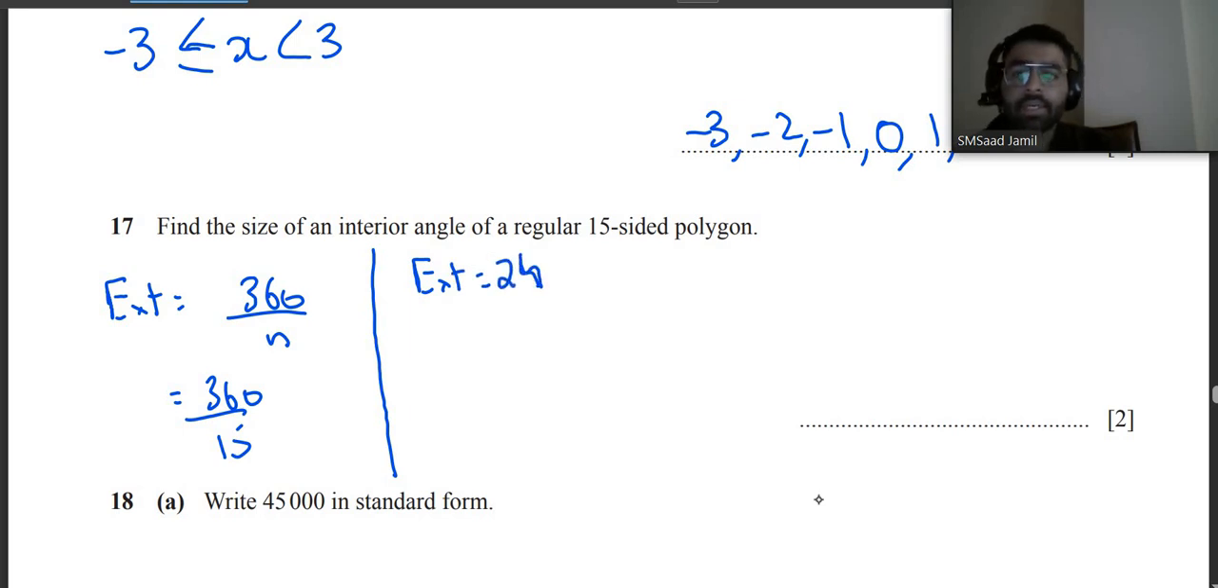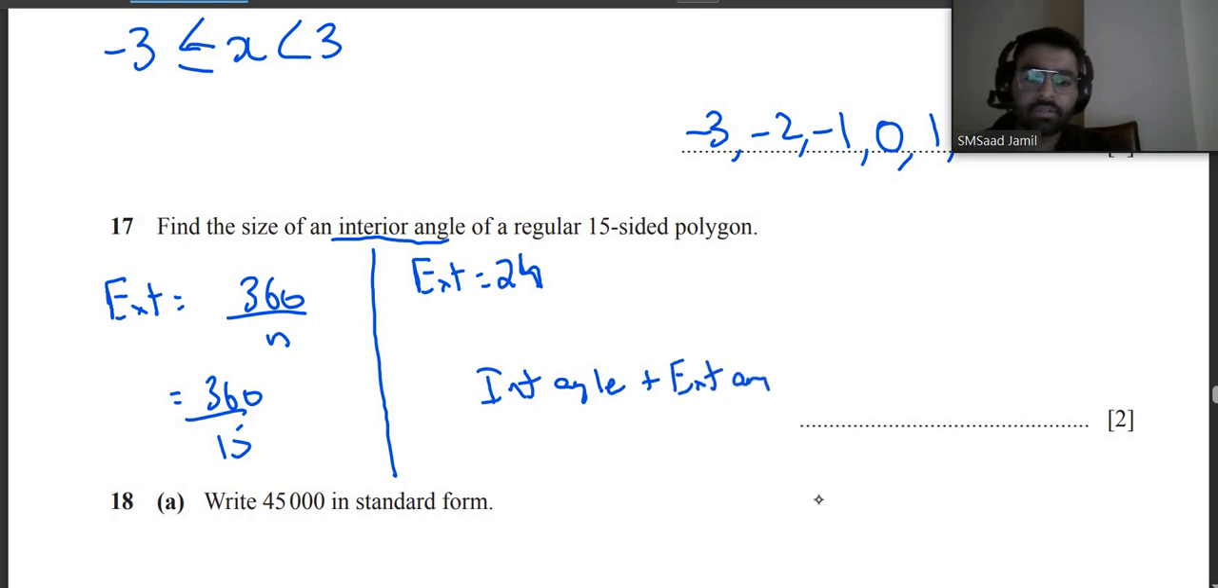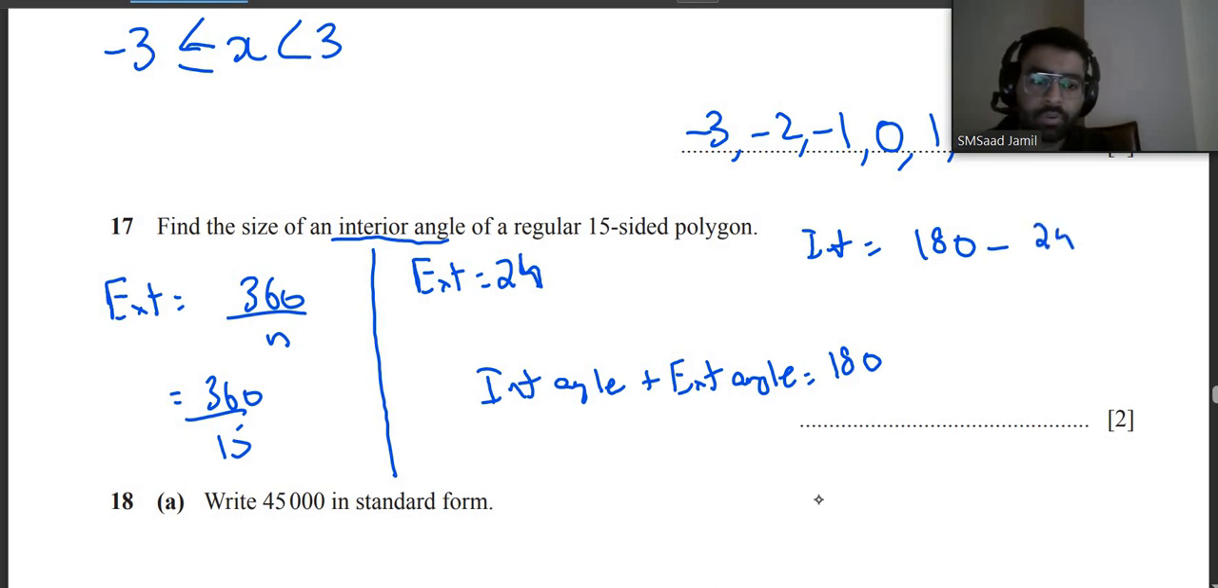Now the question was asking for the interior angle. So interior angle plus exterior angle is equal to 180 degrees. So interior angle is equal to 180 minus 24. It's equal to 156. So the answer is going to be 156.